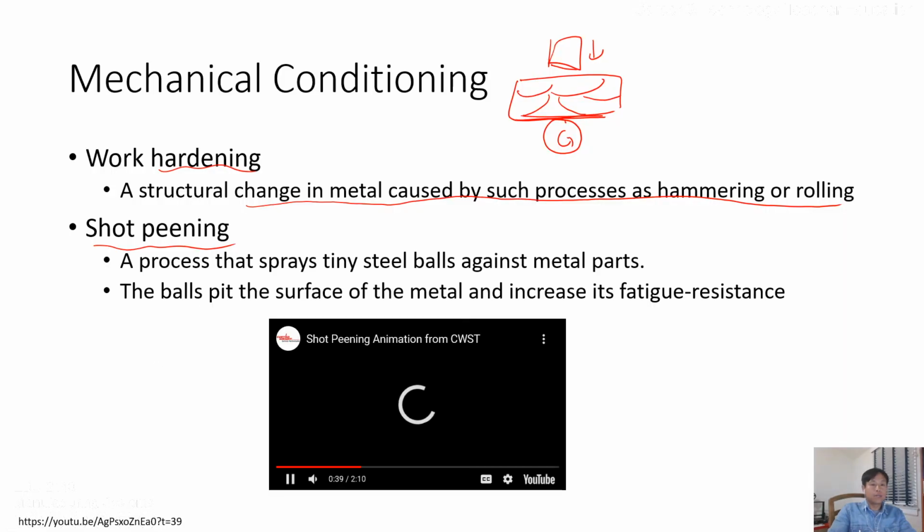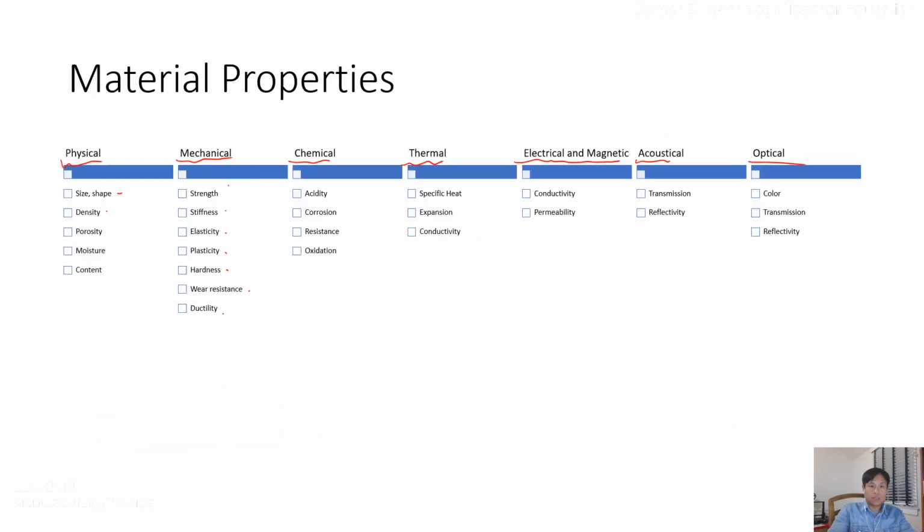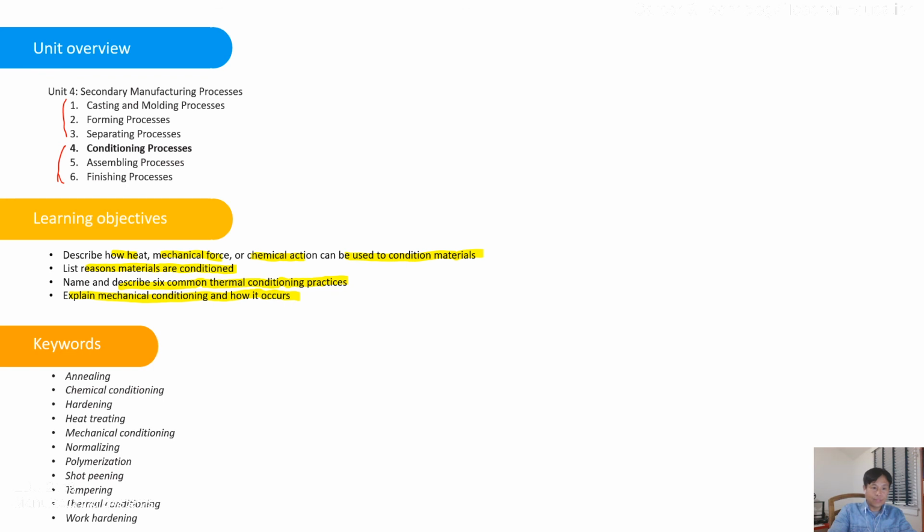That's it for the conditioning processes. Let's go back to the first. We described heat, mechanical force, and chemical actions, the three regions of material conditioning, then six common thermal conditioning practices, and explained mechanical conditioning with shot peening and work hardening. All right, thank you.